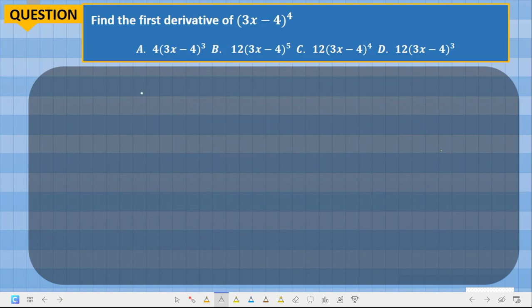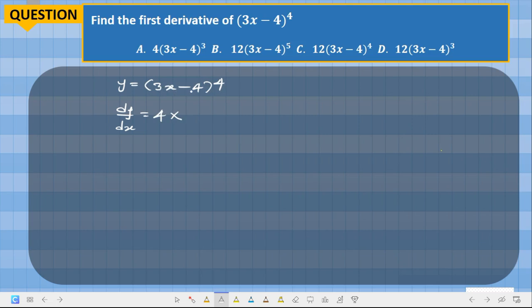Now the next one says find the first derivative of, they gave you y is equal to (3x minus 4) raised to the power of 4. Find the first derivative. Now dy/dx, what you usually do, bring this one down, subtract 1 from the power, then differentiate what is in the bracket. Or let's bring this one down first, multiply this one by what is here. So this becomes 4 times, differentiate what is in the bracket.